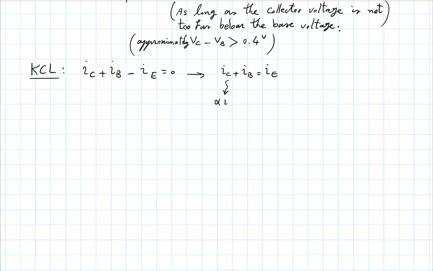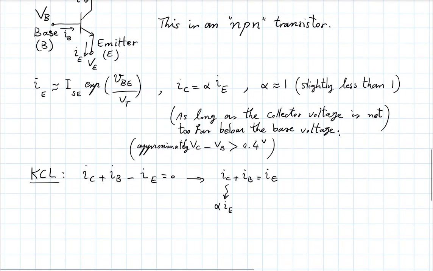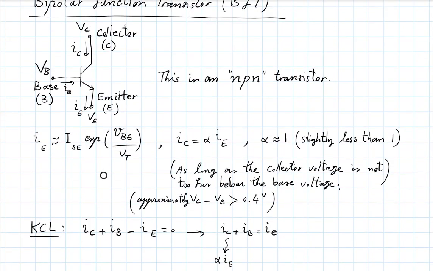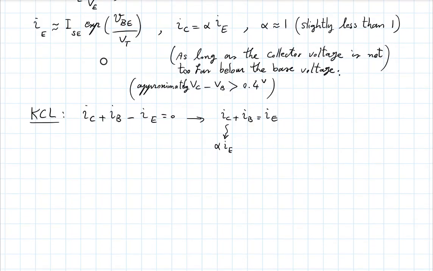This IC is alpha IE. Now, IE, the way we have indicated it, is a positive value because there is this small saturation current of that diode times the exponential of a large number. That's a large positive value. IE is a large positive value. Alpha times IE is almost the same as IE, and it's a large positive value. So the collector current is in the direction that we have indicated, and it's a positive value. And so is IB. And from here, you can work things out.